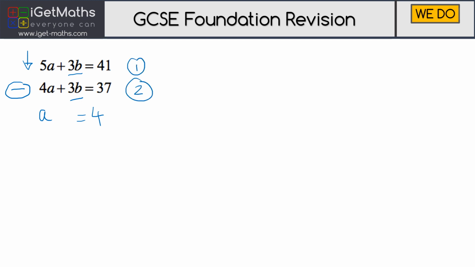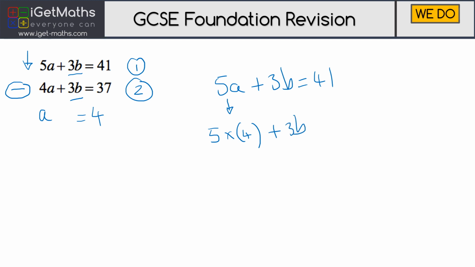I'm going to use equation 1, so I've got 5a plus 3b equals 41. So remember, 5a in maths means 5 times, and we've got a, which is 4. So I'm going to substitute that in. 5 times, I'm going to put a bracket around to show you where I've swapped it. So I've got 5 times 4 plus 3b equals 41. 5 times 4 is 20. So we've got 20 plus 3b equals 41.